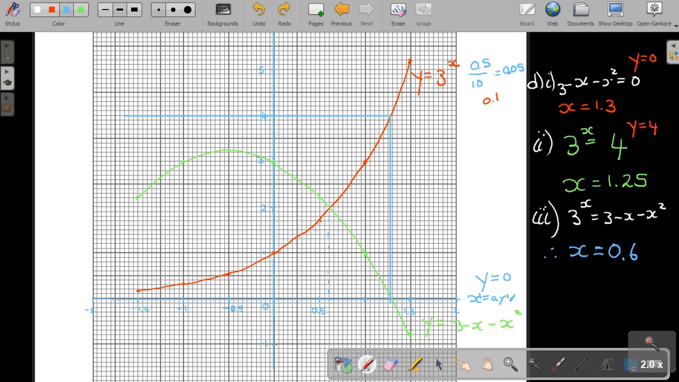So if you solve this with algebra, you will get 0.6. But remember, it's a graph, so it can be a little bit out. That's why it's an estimation from your graph. But it's where the 2 graphs intersect. And that's how you do an exponential graph combined with a quadratic graph or a parabola.